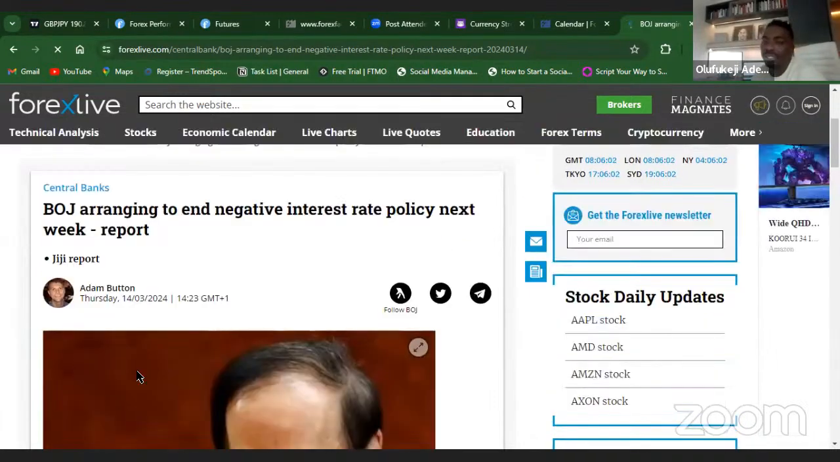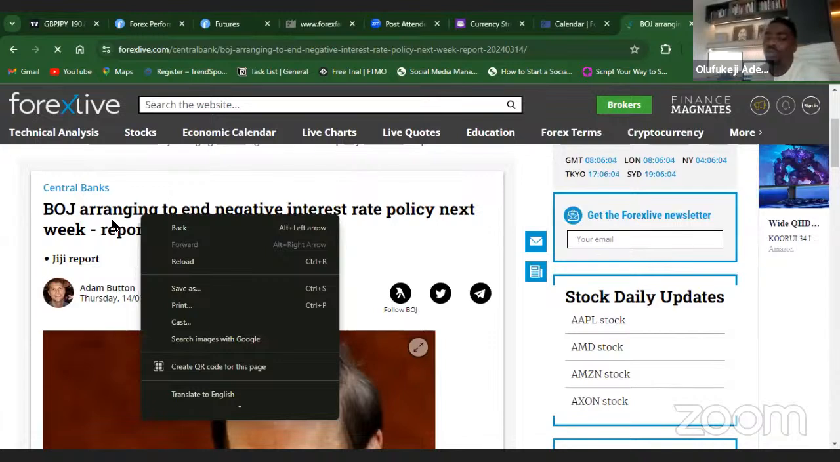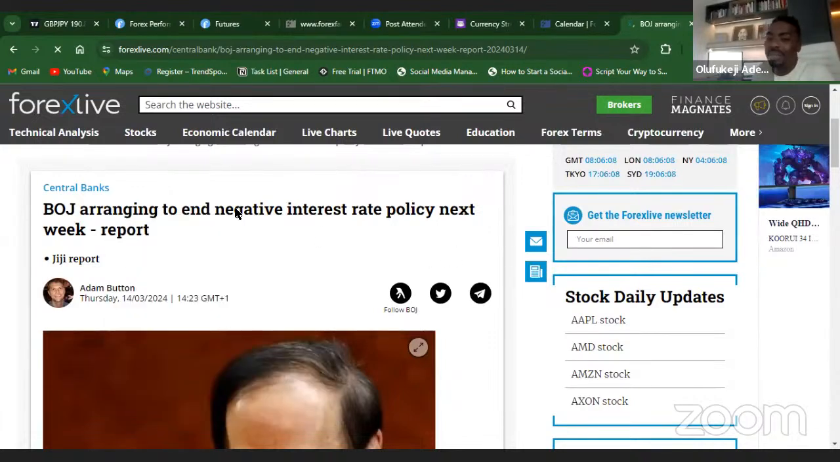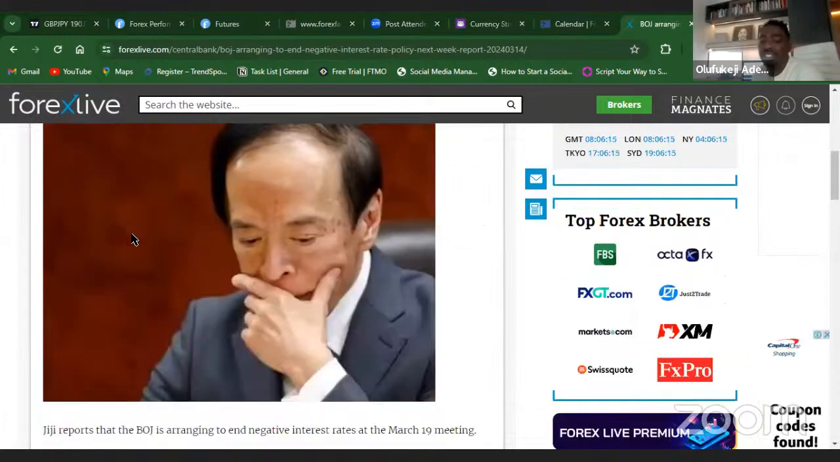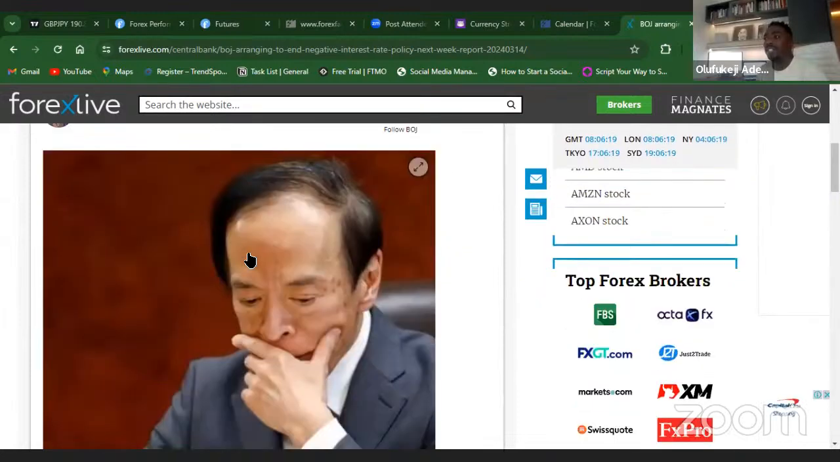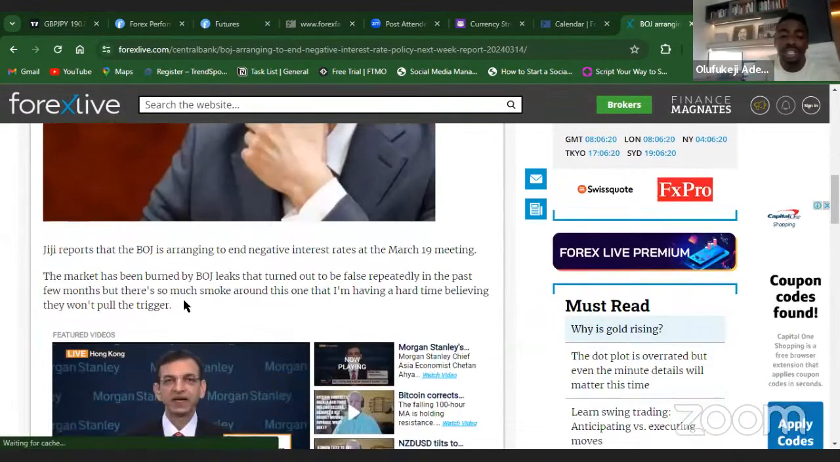Now you need to understand that for Japan to be offering positive interest rates for the first time in 17 years, that's a big deal. Meaning before now, if you were investing anything into the Japanese yen in terms of yield, you were getting nothing.